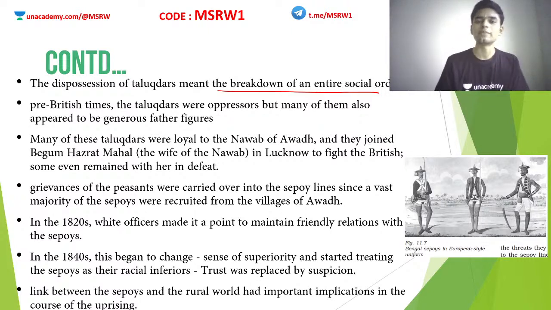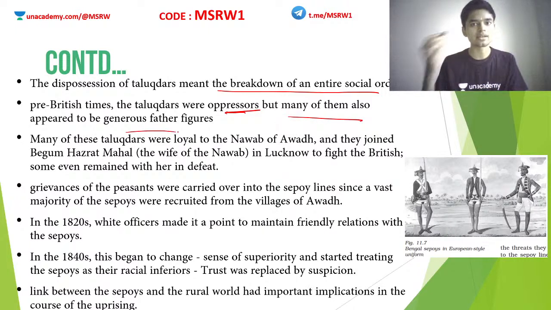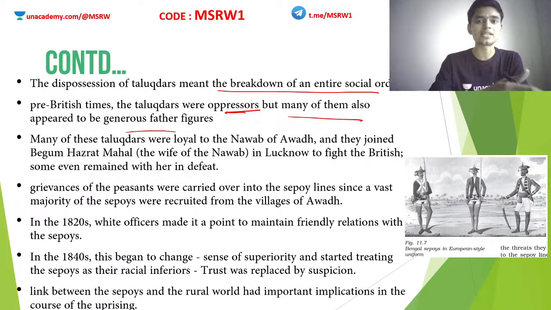So the entire social setup will break down. In the pre-British times, Talukdars were oppressors. But many times they often appeared as generous, fatherly figures. Of course, Talukdars were actually oppressors. They used to charge heavy taxes on the people, and forcibly collect them. But when famines occurred, or when the peasants wanted some additional help, Talukdars would be there to help them also. They used to grant them extra payment, or whatever they wanted in the time of distress. So although they were oppressors, they were also very lenient and fatherly at certain points of time.